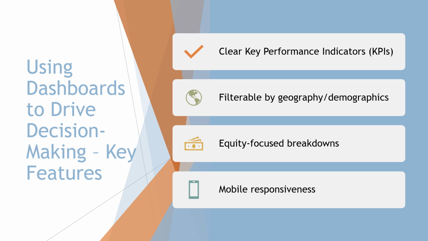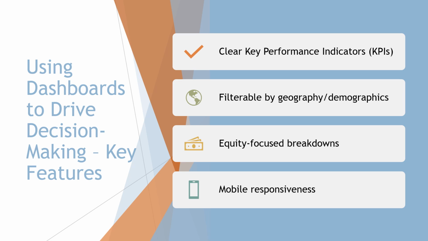So now let's look at what makes a dashboard effective, not just visually appealing, but actually useful for decision making. A good dashboard includes a few things. One, clear indicators, or key performance indicators, aligned with CHA-CHIP priorities. These might track obesity rates, access to care, behavioral health outcomes, or social determinants.